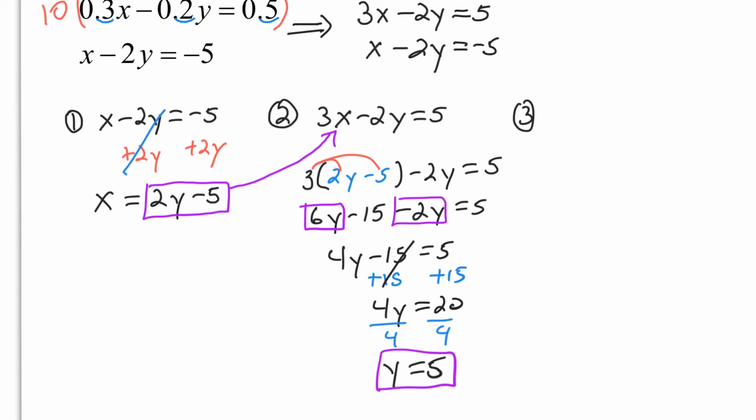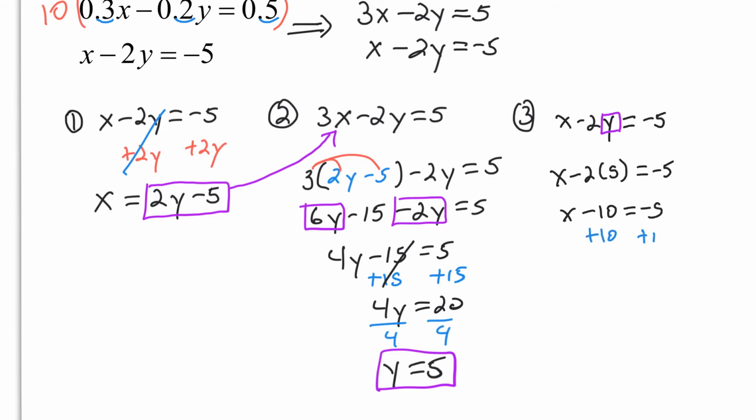I have x minus 2y equals negative 5. And I'm going to substitute the 5 into the y. So I have x minus 2 times 5 equals negative 5. And solve. x minus 10 equals negative 5. You add 10 to both sides. So x equals positive 5. So we got the x and the y. So my answer in an ordered pair is (5, 5). So x is always first, and then we have the y.